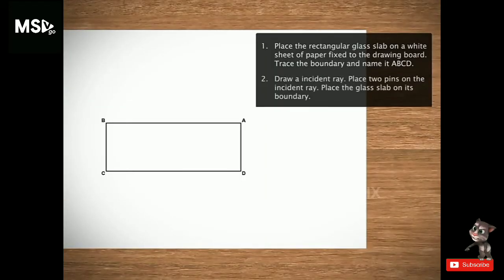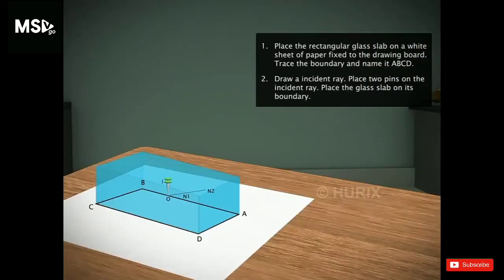Draw an incident ray IO. Fix 2 pins on the incident ray IO. Draw a normal N1 N2 at the point of incidence O. Place the glass slab exactly on its boundary ABCD.